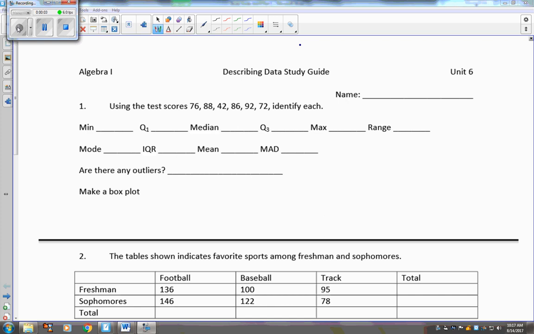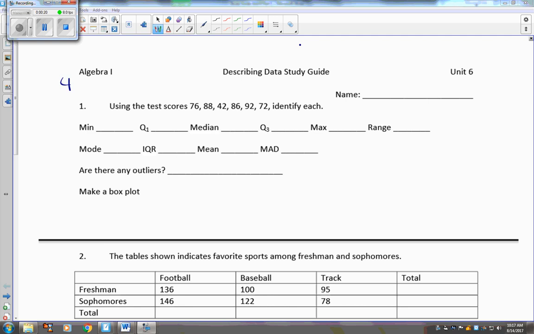Okay, using test scores 76, 88, 42, 86, 92, 72, identify each. Okay, the first thing I'm going to do is put these data points in order from smallest to largest.